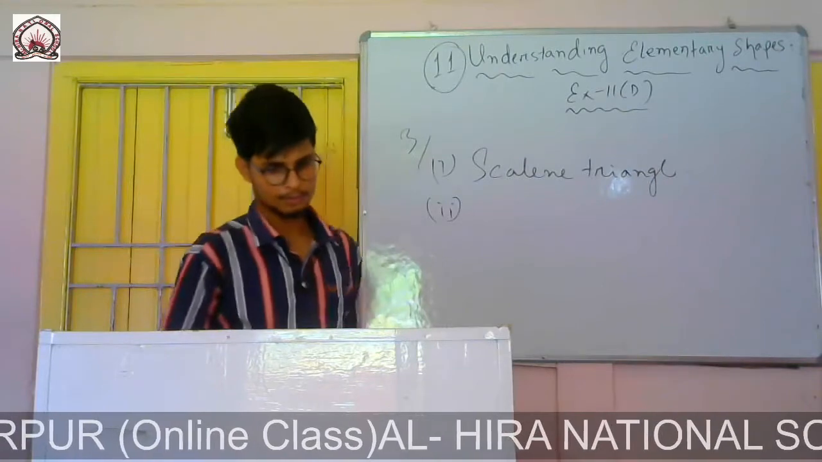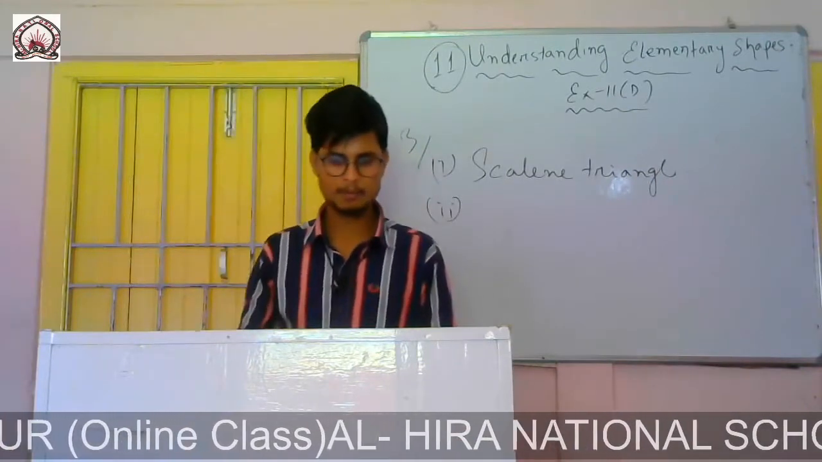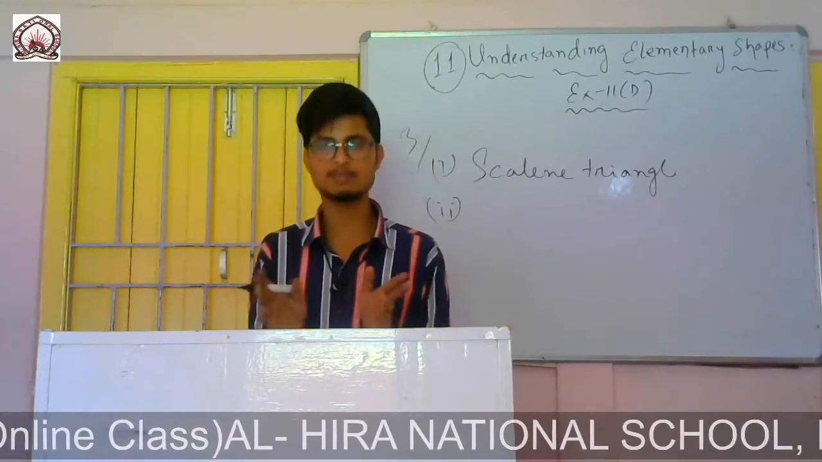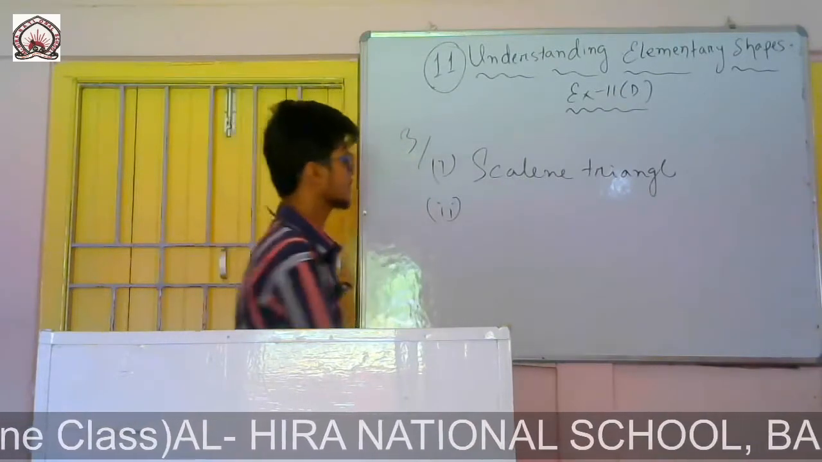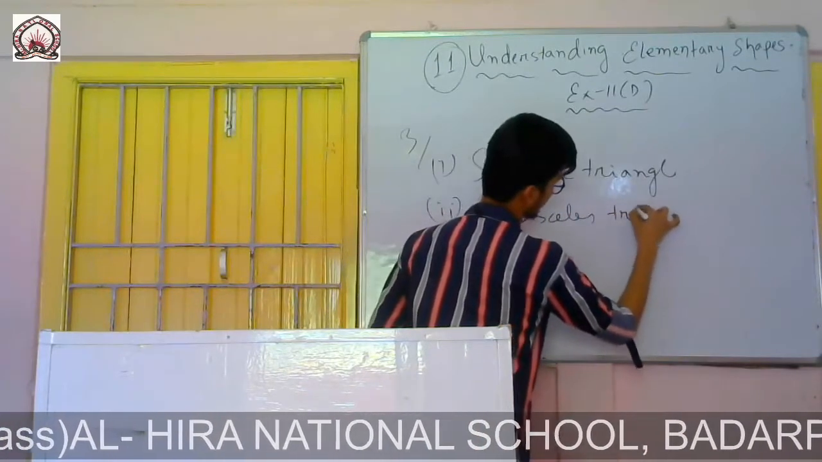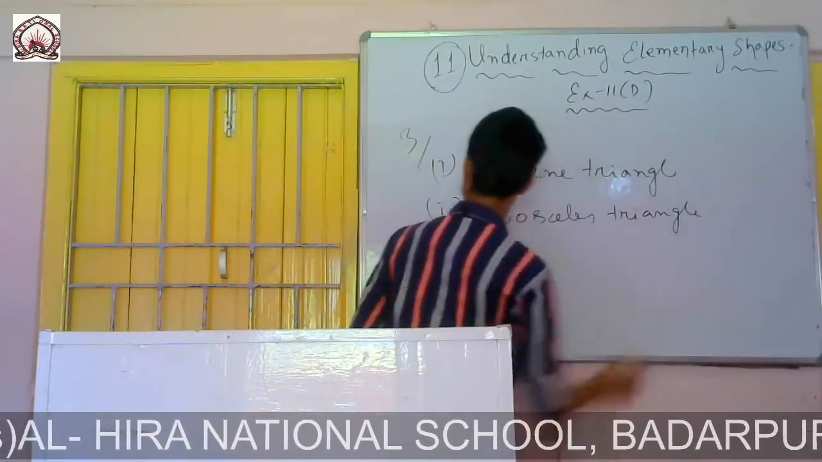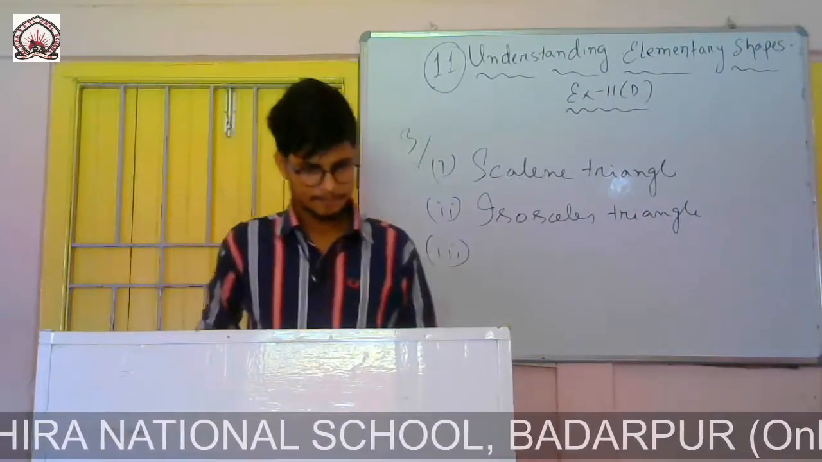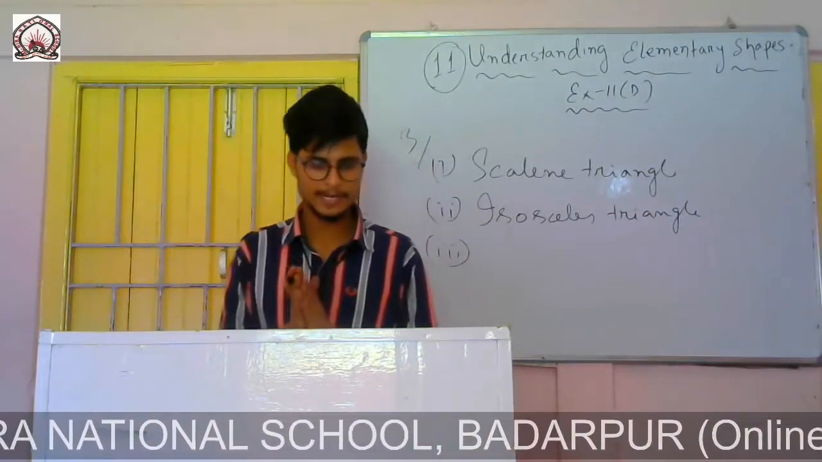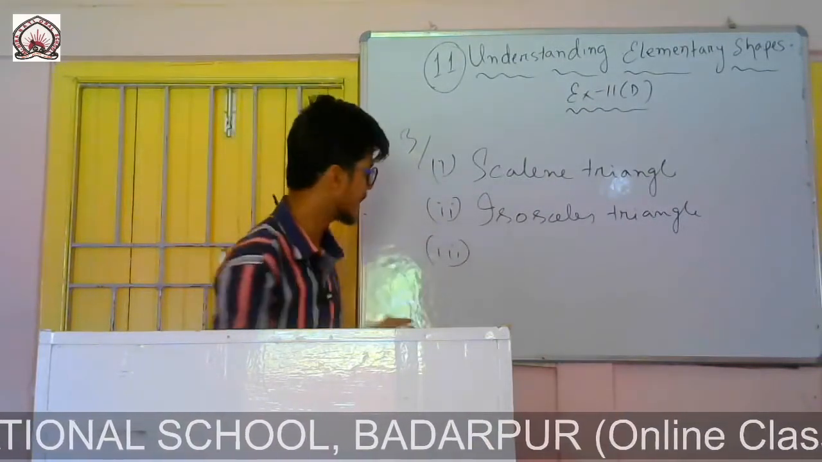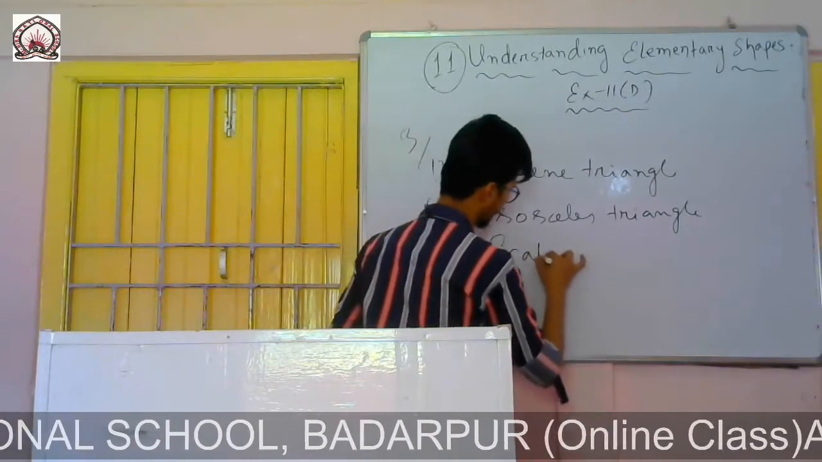Roman number 2. The sides given are 5.8, 7, and again 5.8. That means two sides are equal, so it is an isosceles triangle. And Roman number 3: it is given 6.9 centimeter, 8.3, and 9.2. That means three sides are unequal, so it is a scalene triangle.